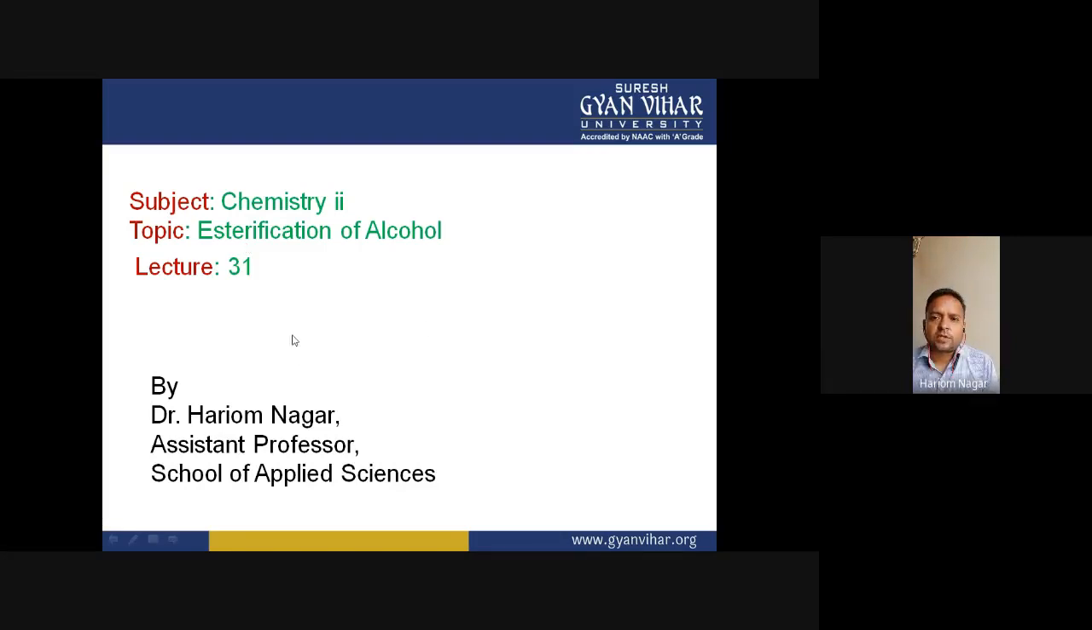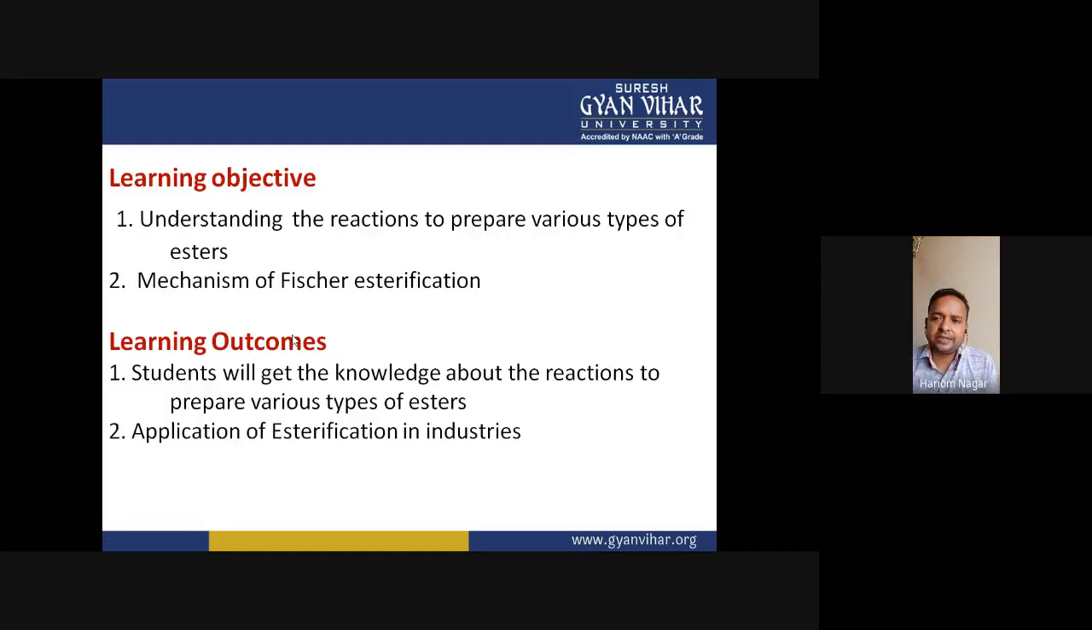So now the learning objective of this class is to understand the reactions to prepare various types of esters by the reaction of alcohol with acids. It may also be a carboxylic acid, RCOOH. And to learn the mechanism of Fischer esterification reaction. Actually, Fischer clarified that in the formation of esters by the reaction of alcohol and carboxylic acid, there is removal of a water molecule and formation of ester as a product.